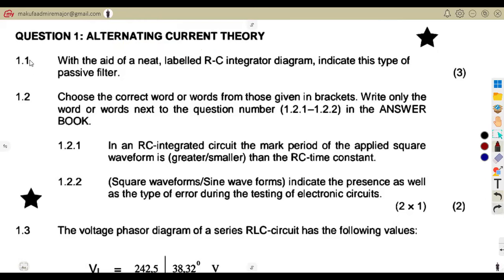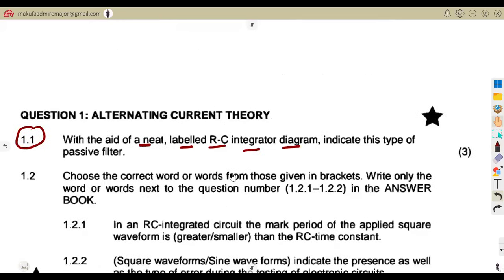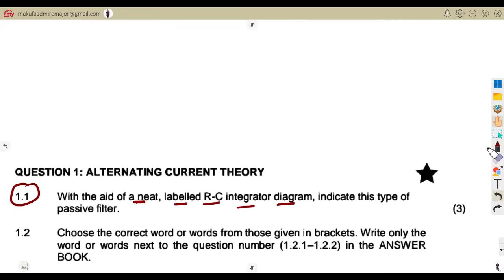So on the first part, number 1.1, with the aid of a neat labeled RC integrator diagram, indicate this type of passive filter. You have to indicate this. Remember, from your RC integrator diagram, we are going to have our resistor, then it's going to be connected to the capacitor this way. So there's actually nothing there that you need to consider that much.